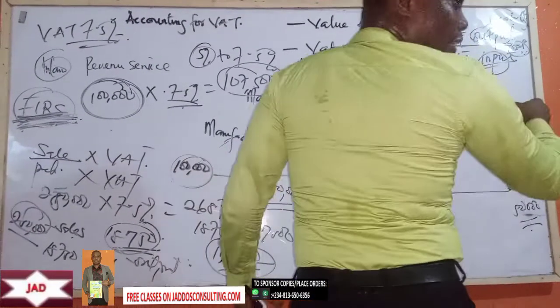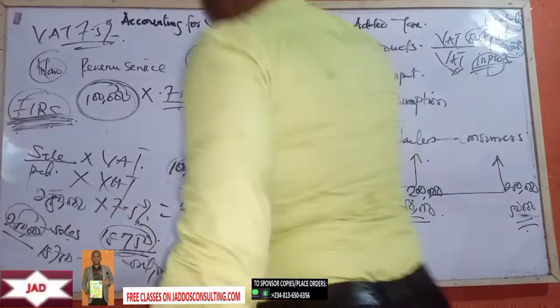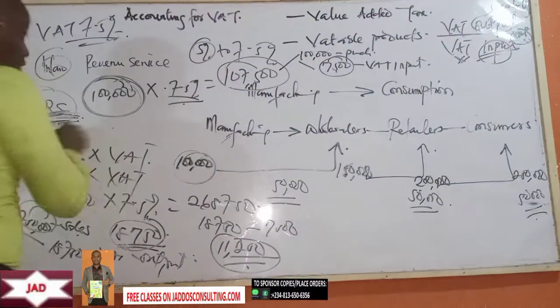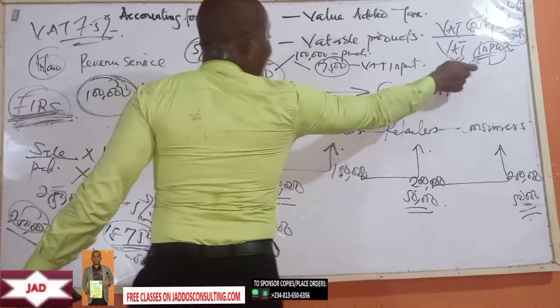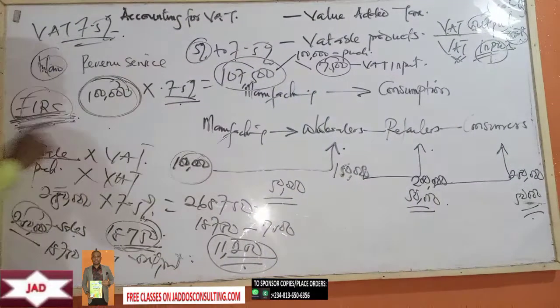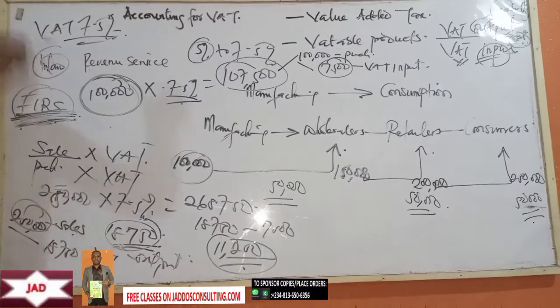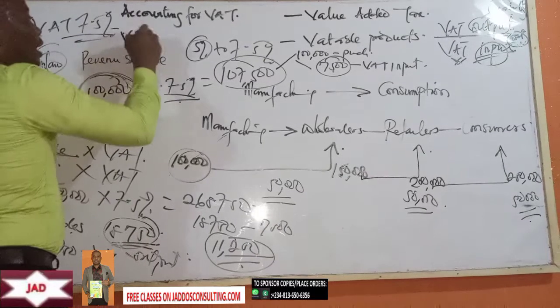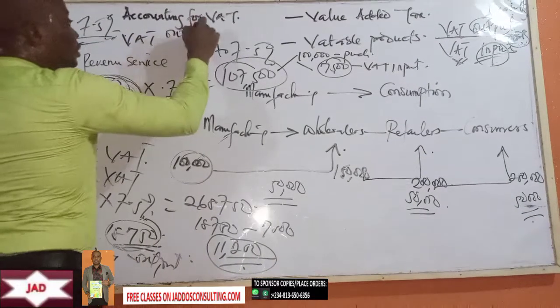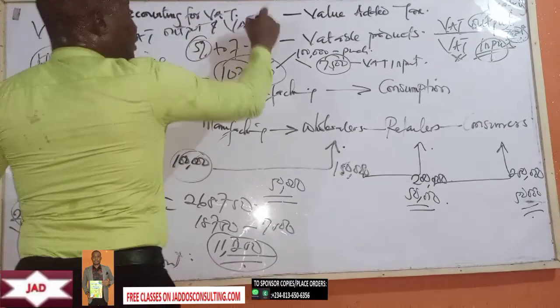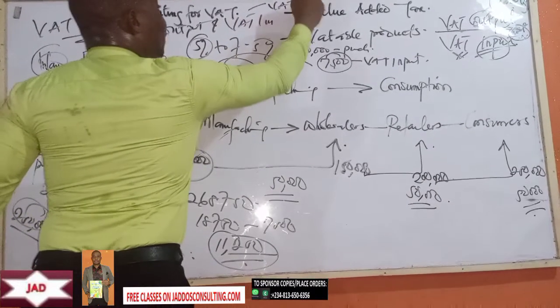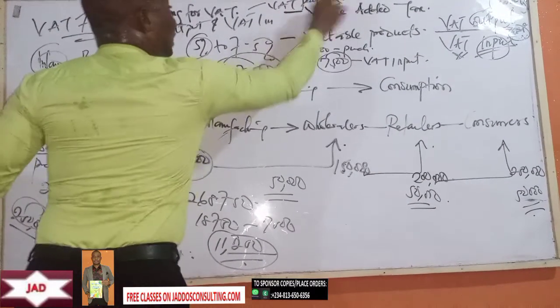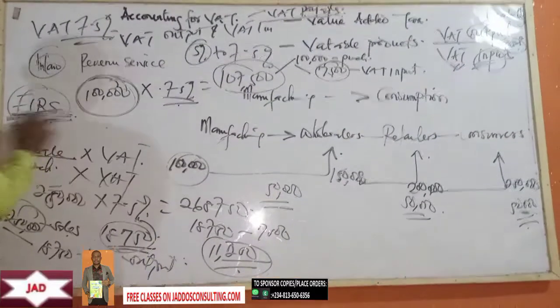Whatever you have is what you're going to remit to your Inland Revenue Service. Or you can say VAT output minus VAT input to get what you're going to give to your Inland Revenue Service. So that's the difference between VAT output and VAT input, which is what we call VAT payable. That's the amount you're supposed to pay to your Federal Inland Revenue Service.